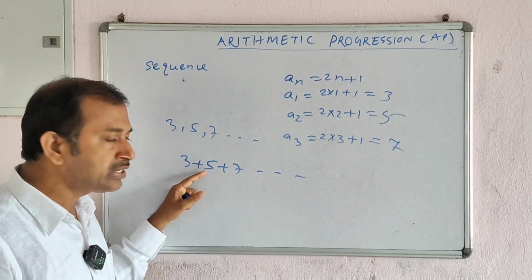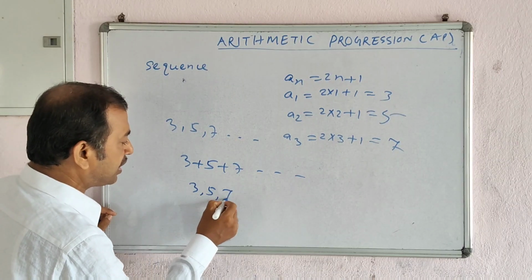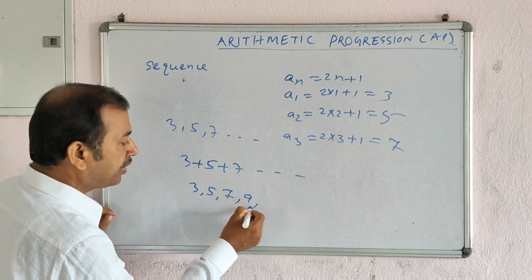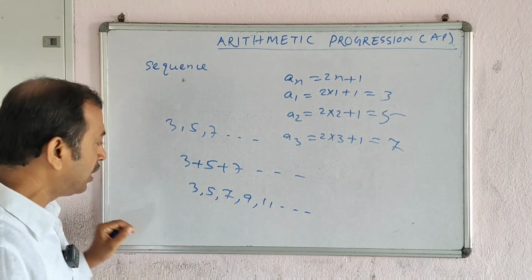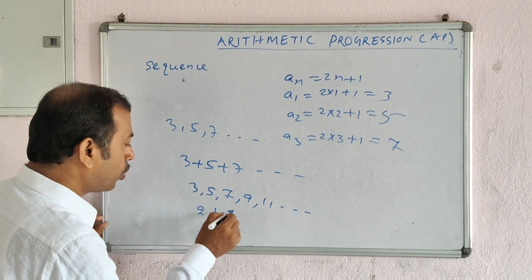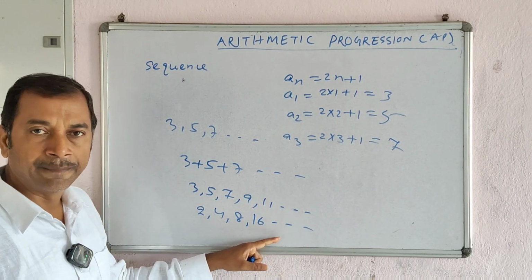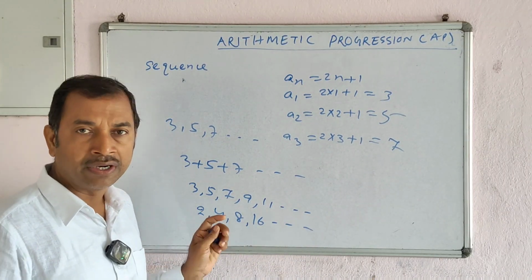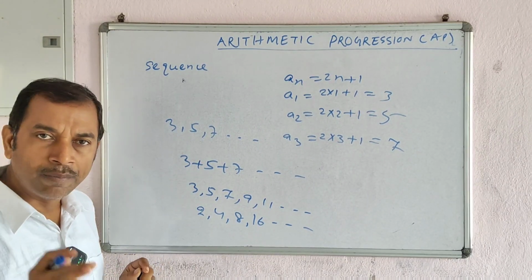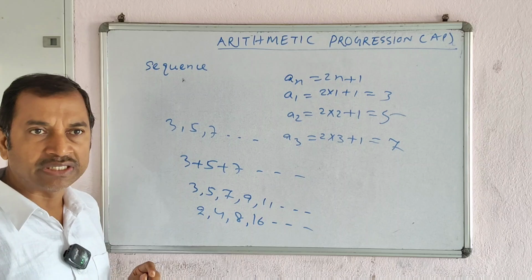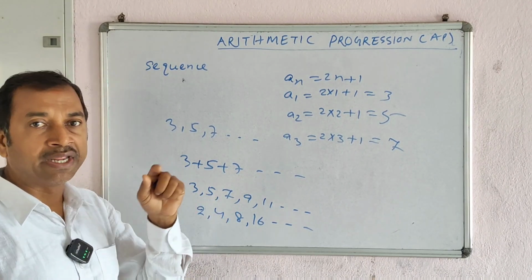If this series follows a certain pattern, like जैसे 3, 5, 7, next is what? 9, next 11, this follows a certain pattern. It's called what? Progression. Suppose 2, 4, 8, 16, this follows a pattern. This is also called a progression. So different types of progression are there. One is arithmetical progression, geometric progression, harmonic progression. But today we will discuss arithmetical progression.